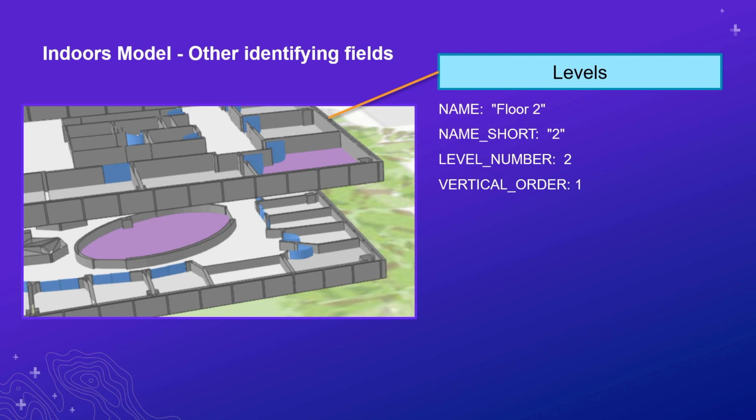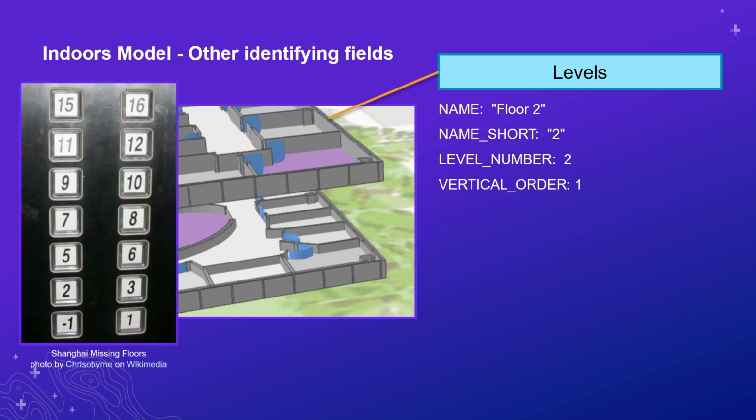And here's an elevator panel in a Shanghai apartment building that, in addition to missing 13, has no 4 or 14, because in Chinese, the pronunciation of the word 4 is very similar to the word death. Because level numbering can vary, when we want to do something like figure out how many floors there are between two features, the field to use is the vertical order field.